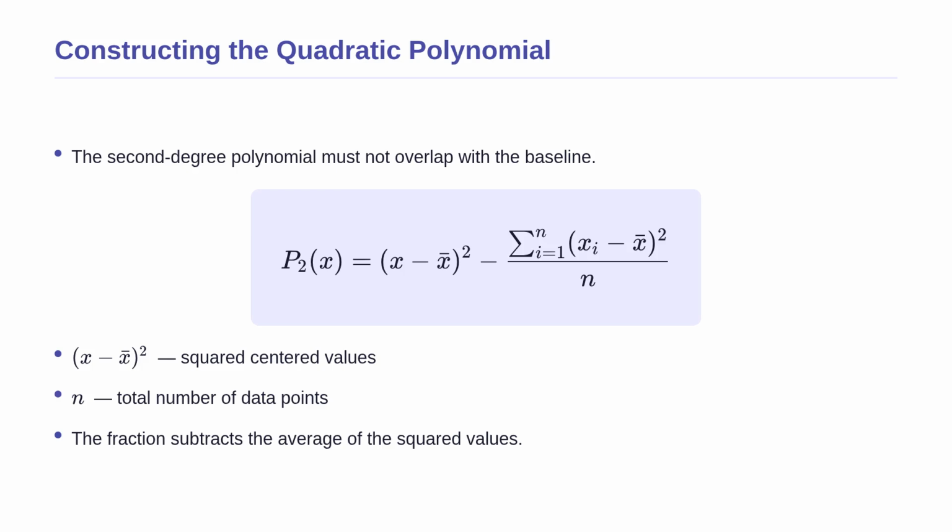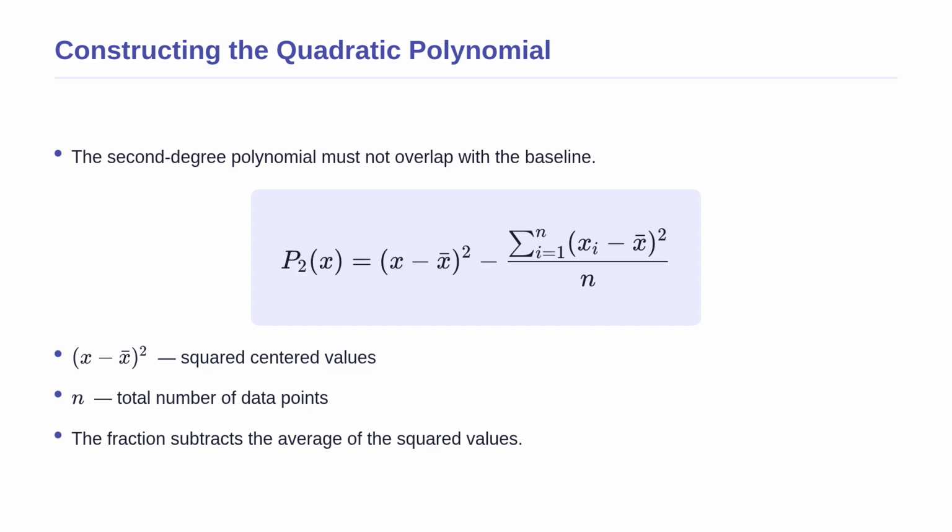Building on our linear term, we now construct the second degree, or quadratic polynomial. To make this term, we take our centered values and square them. However, a squared number is always positive, which means it would overlap with our constant baseline. To fix this, we must subtract the average of all those squared values.